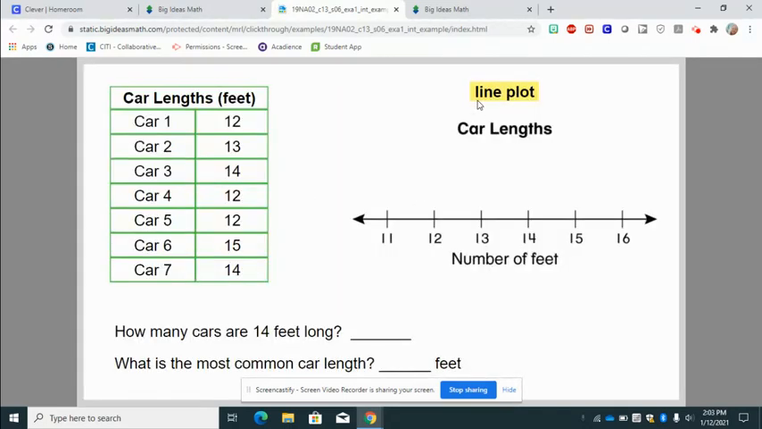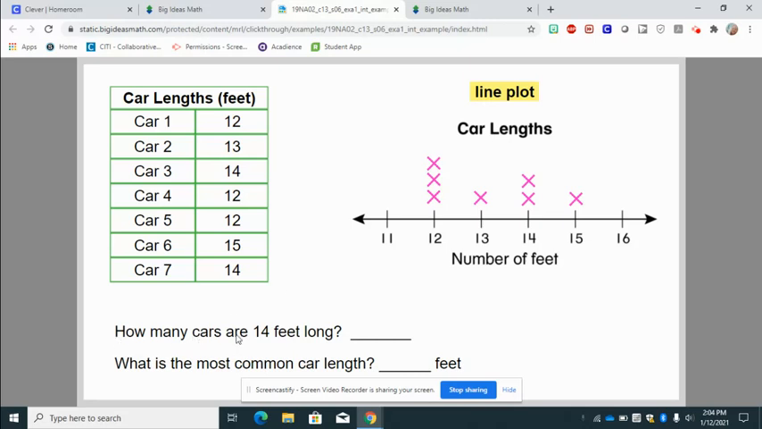Okay, now we're going to use our line plot to plot the lengths of each of the cars. So car 1 was 12 feet long, so we're going to put an X over 12. Car 2 is 13. Car 3 is 14. Car 4 is 12 feet long, so you put another X over 12. Car 5 is also 12 feet long, so there's 3 X's now over 12 feet. Car 6 is 15 feet, and car 7 is 14 feet.